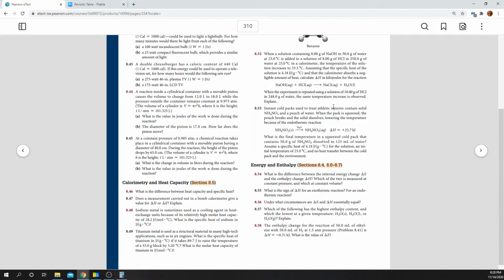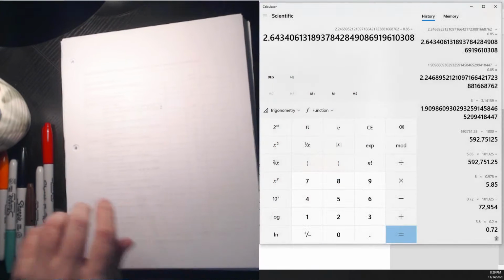48. Sodium metal is sometimes used as a cooling agent in heat exchange units because of its relatively high molar heat capacity of 28.2 joules per mole degree Celsius. What is the specific heat of sodium in joules per gram degree Celsius? Okay, well, this is just a molar mass thing. So bring up the paper and bring up the calculator.